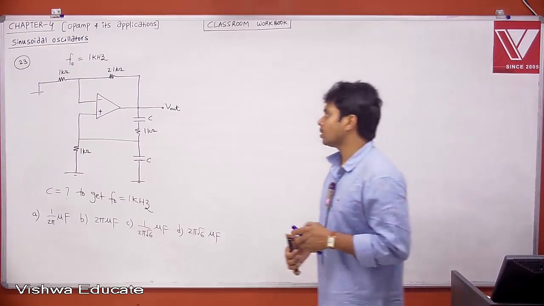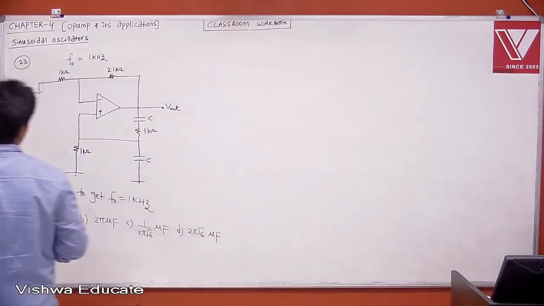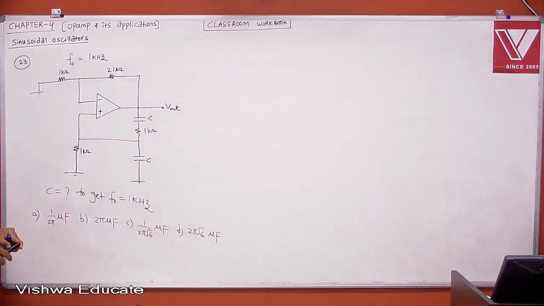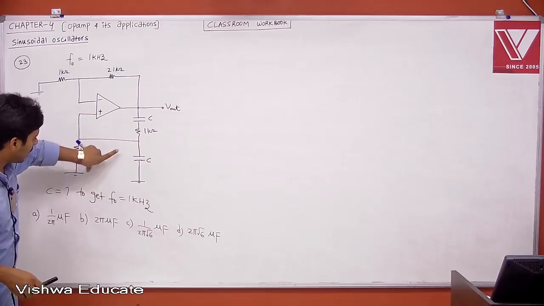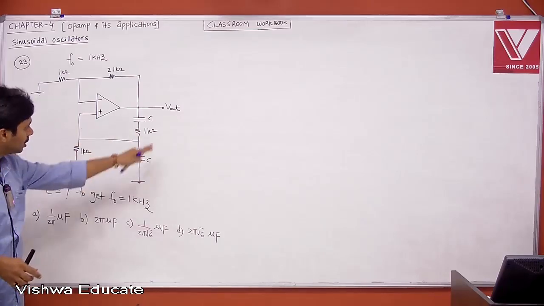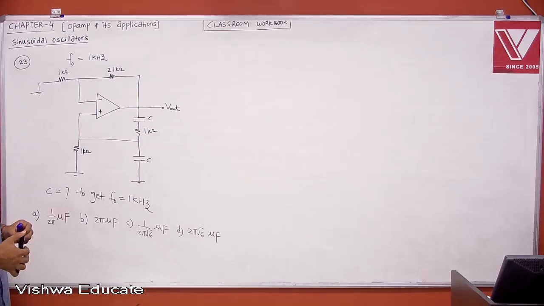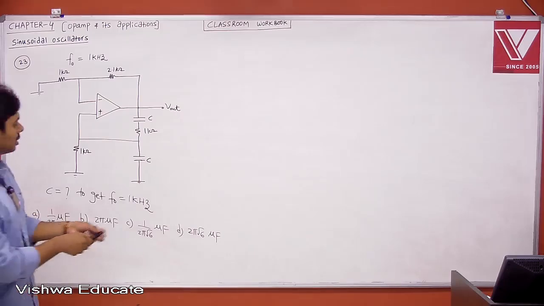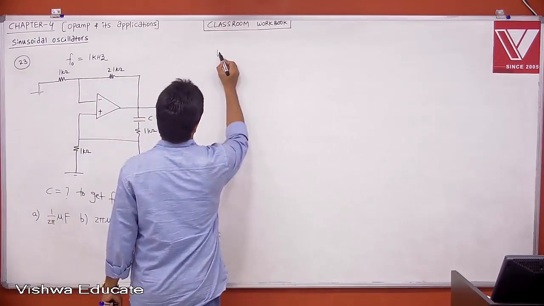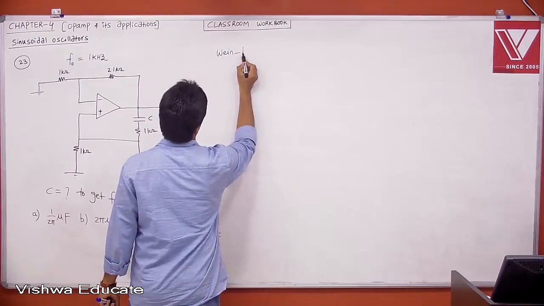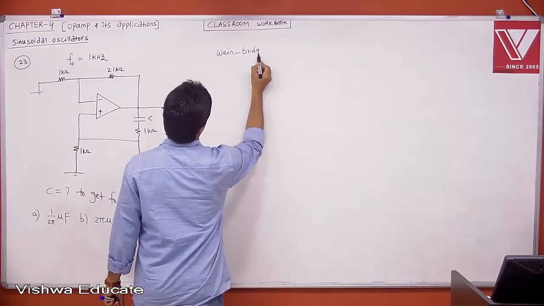Tell me, what is this oscillator? This is nothing but your Wien bridge oscillator. Wherever you have series RC, parallel RC, that is your beta network. We already derived that. That is nothing but your Wien bridge oscillator. What is the frequency of oscillations? Therefore, this is the Wien bridge oscillator.